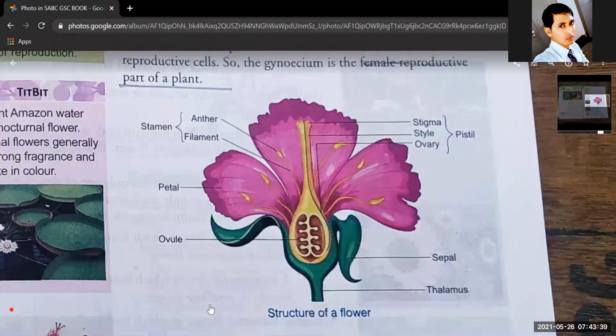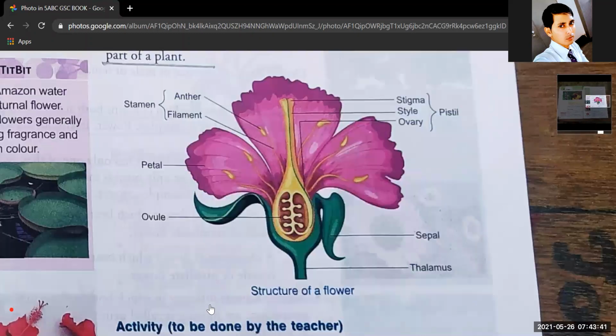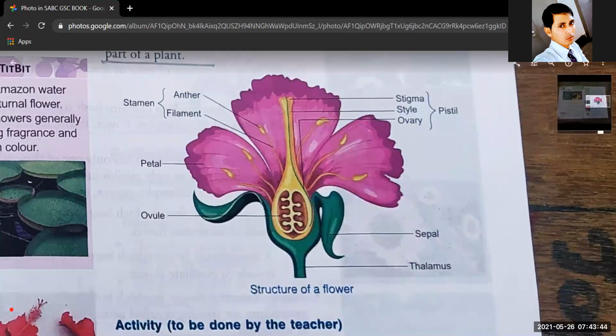And here a very beautiful picture is also given. With the help of the picture, you can understand the structure of a flower. So this is the basic structure of a flower. This part is called thalamus and this part is called sepal. In the middle, the uppermost part is called stigma. Then this one is style, and this one is ovary, and all these three are called pistil.